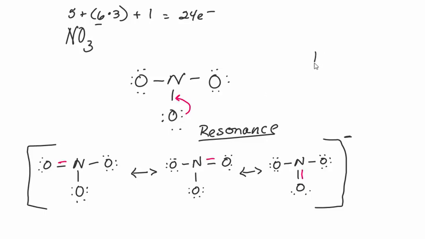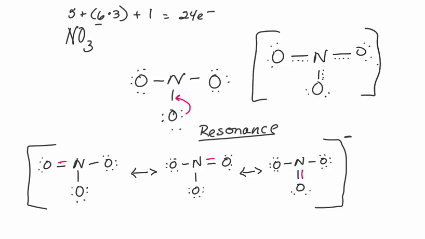In reality, we have what is called the resonance hybrid structure. So we would start with our skeletal structure and then we would give partial pi bonds to all 3 of the oxygens. And that way, what we're showing is that all 3 of these potential Lewis structures are valid, and they all contribute equally to the resonance form.